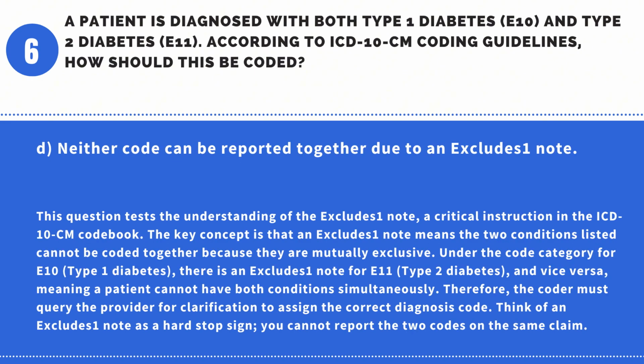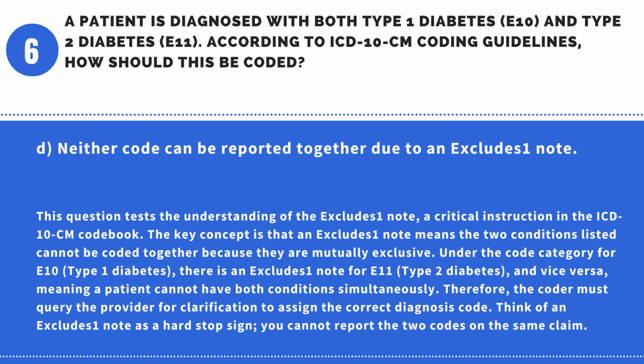Answer, D. Neither code can be reported together due to an excludes one note. This question tests the understanding of the excludes one note, a critical instruction in the ICD-10-CM codebook. The key concept is that an excludes one note means the two conditions listed cannot be coded together because they are mutually exclusive. Under the code category for E10, type 1 diabetes, there is an excludes one note for E11, type 2 diabetes, and vice versa, meaning a patient cannot have both conditions simultaneously.